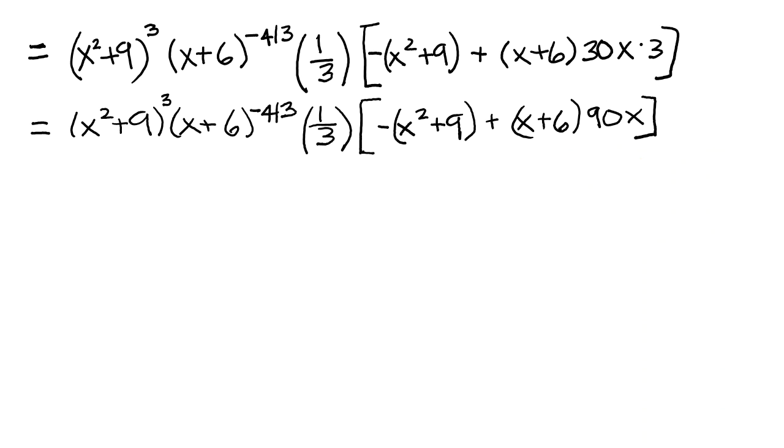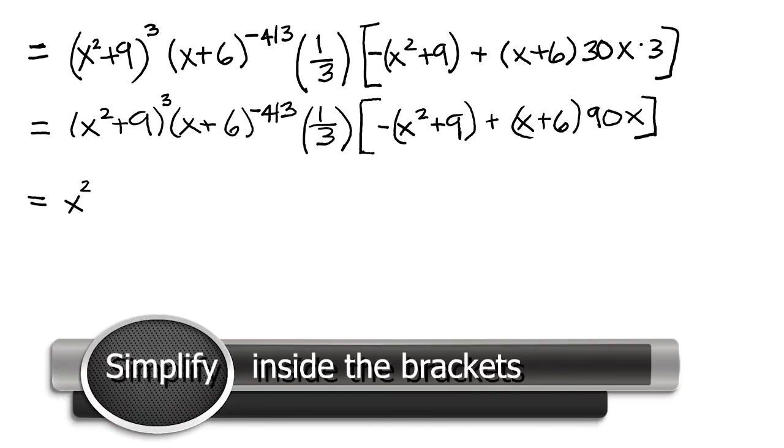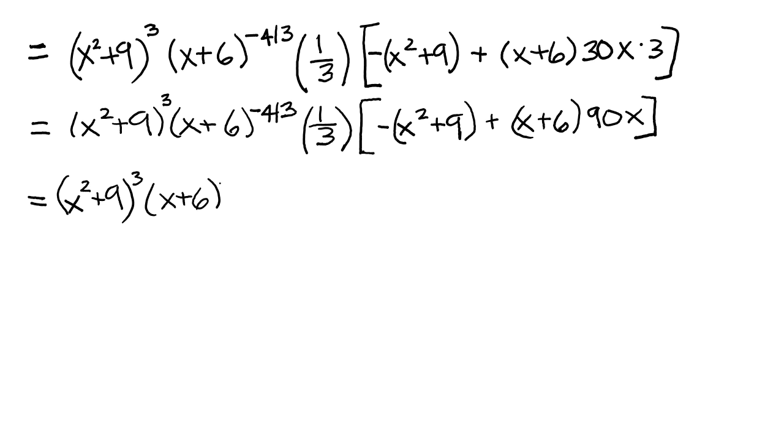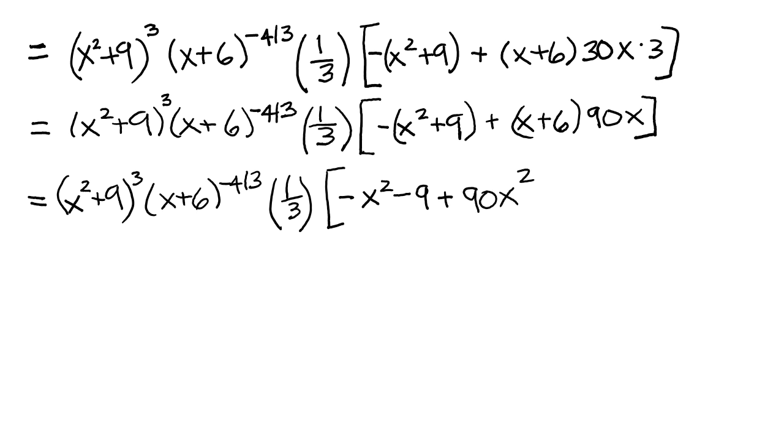So I have my factors. There's 3 different factors here. And there's really one task left. I'll just write my original factors that I pulled out. So x squared plus 9 cubed, x plus 6 to the minus 4/3 times 1/3. And my next task then is going to be to simplify inside the square brackets. So I have minus x squared minus 9 plus 90x squared plus 6 times 90 is 540x.